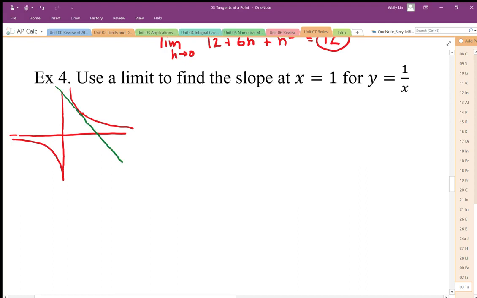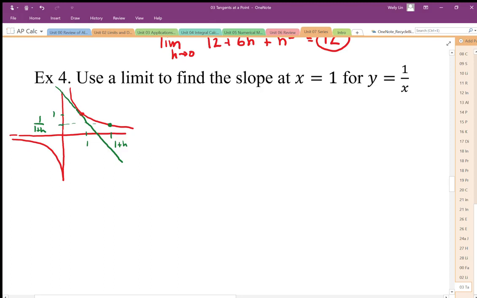Okay, so let's see what we come up with when we do the slope for this. So there's my coordinate. That's going to be 1, 1. When x is 1, y is 1. I'm going to choose some point over here. We're going to say that that point is 1 plus h. And so the y coordinate of that point is going to be 1 divided by 1 plus h.